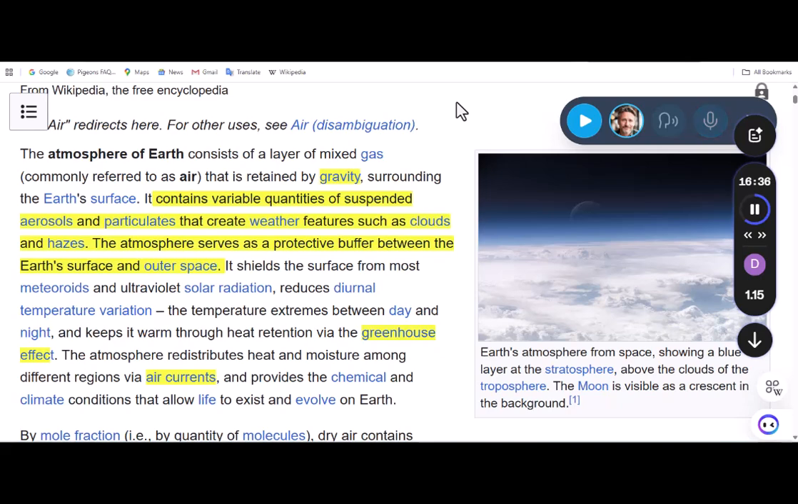The mean mass of water vapor is estimated as 1.27 × 10^16 kilograms, and the dry air mass as 5.1352 × 10^18 kilograms.